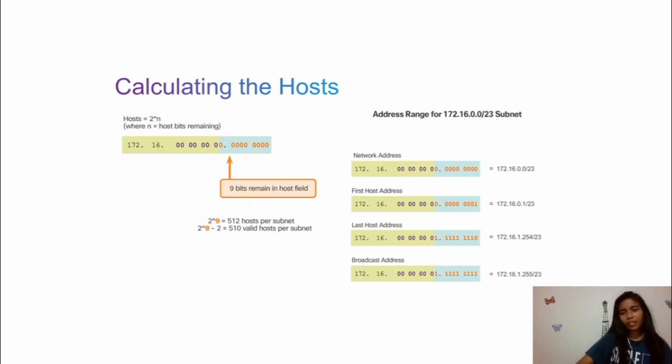Here is the range for 172.16.0.0 with the prefix notation /23. We have here the given network address, the first host address, the last host address, and the broadcast address.